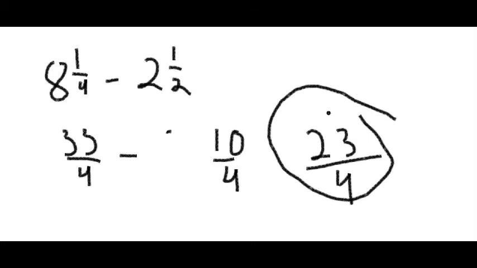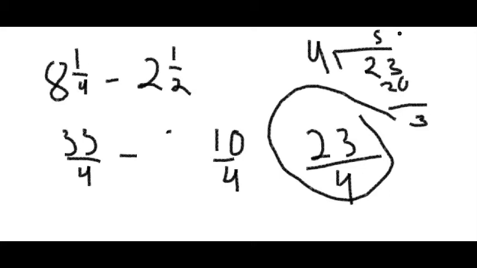Alright, you could change it into a mixed number by dividing 4 into 23. 4 goes into 23 5 times, right? Which leaves 3. So 3 becomes the numerator and 4 becomes the denominator. So 5 and 3/4. Alright, so that's the proper answer, I should say.